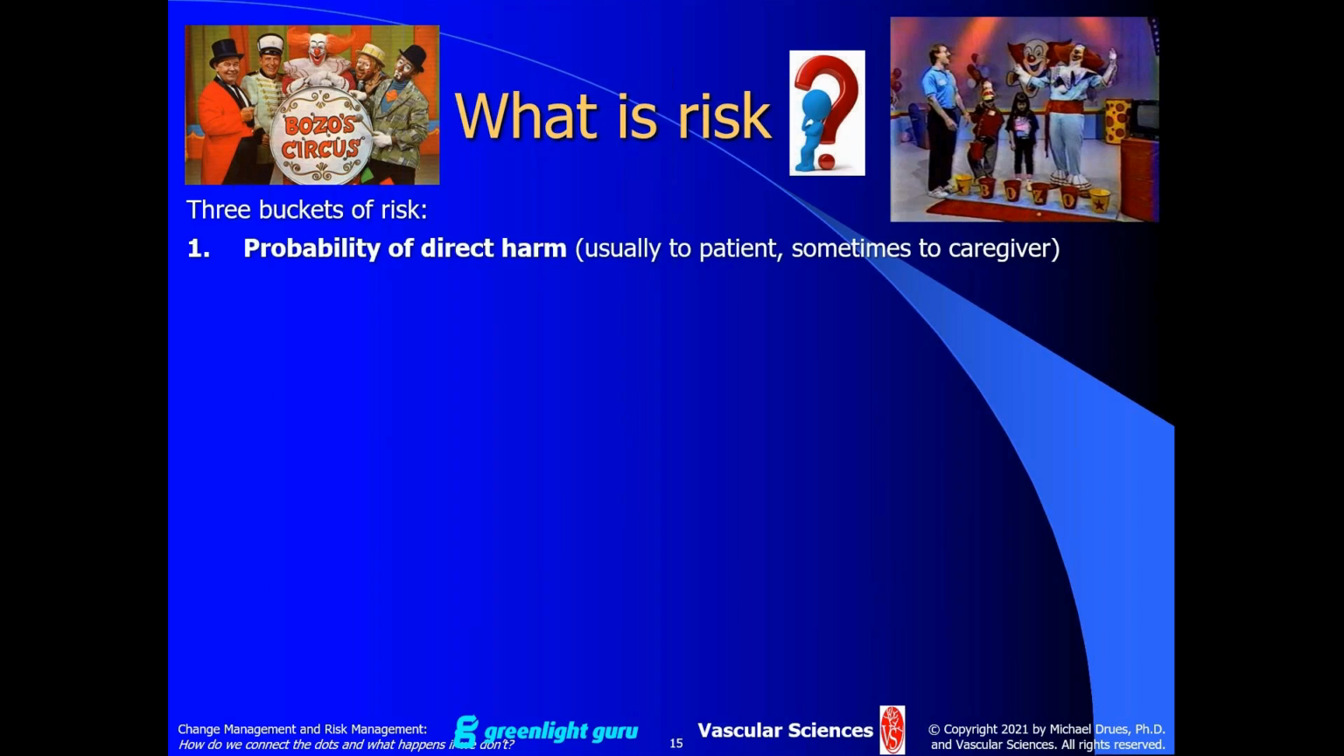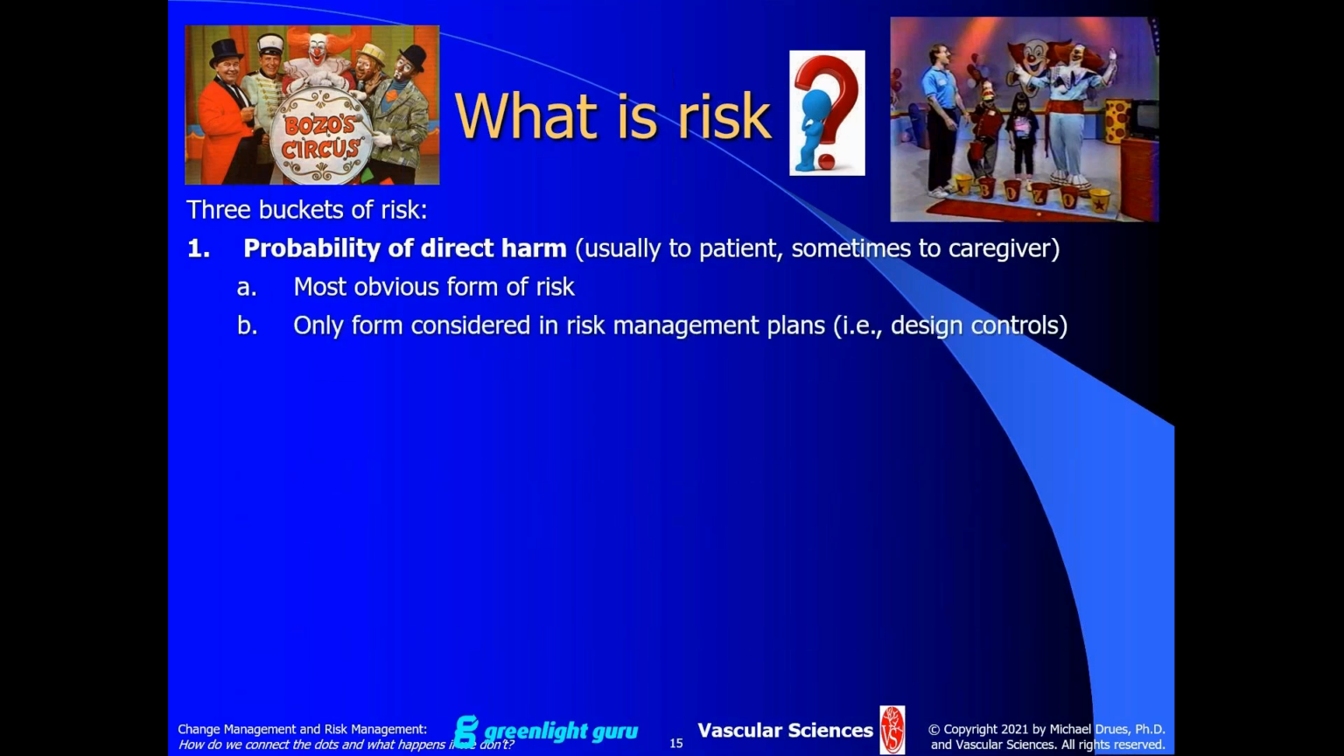This is the most obvious form of risk. And this is the one that most people think of first. What we mean here is the harm that could potentially result directly from our medical device, usually to the patient, sometimes to the caregiver. So as I said, this is the most obvious form of risk.